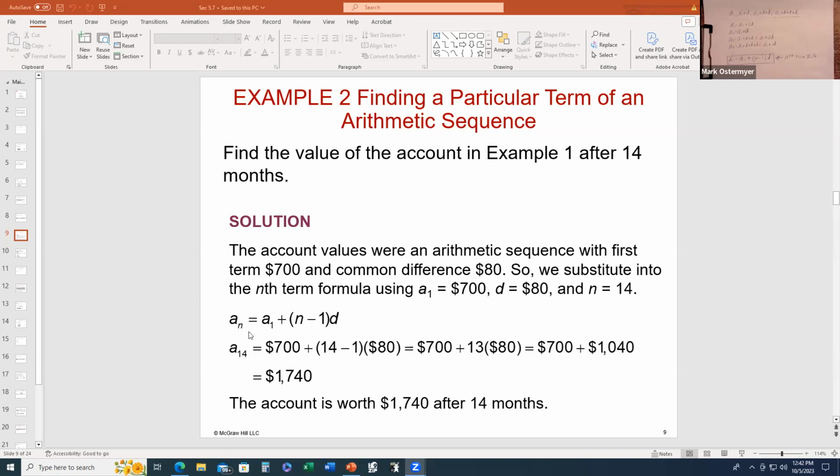To find the 14th term, we use our nth term rule that we just developed. We need our first term, which is $700, plus 14 minus 1 times the common difference of $80. So it's going to be $700 plus 13 times $80, or $700 plus $1,040, which gives us $1,740 as being the amount of money in our account 14 months from the first month. All right. So that's the nice thing about an nth term rule, you can use it to crank out any term of the arithmetic sequence, any term you desire. Any questions about that? What just happened there?